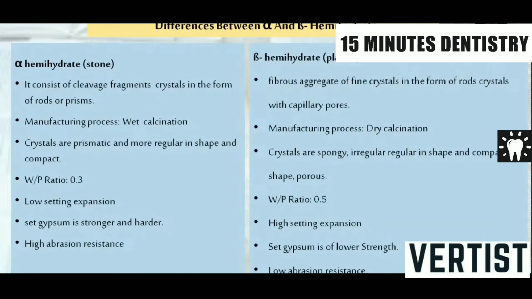As I told you, the calcination process for plaster is always in an open kettle, and for stone it is closed, under pressure, and is called wet calcination. Also, in the water-powder ratio, the stone always requires less water for mixing as compared to the beta hemihydrate, that is the plaster. That's why the strength is more, and the setting expansion is less as compared to the plaster. The abrasion resistance is also more in stone.